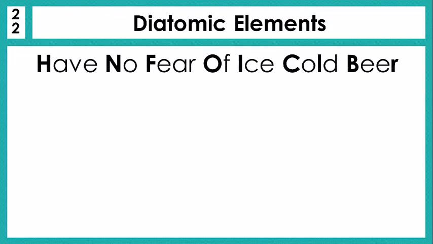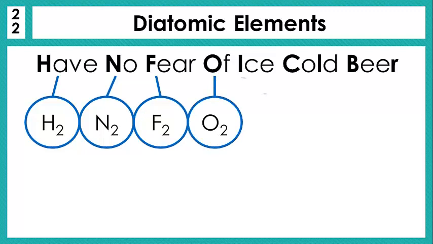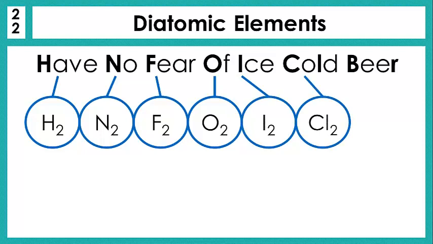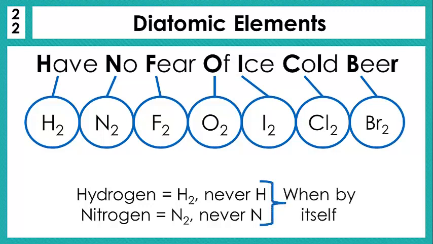Which elements are diatomic? So you can remember, have no fear of ice-cold beer. So the have is for hydrogen, no is for nitrogen, fear is for fluorine, of is oxygen, ice is iodine, cold is chlorine, beer is bromine. So anytime that you have hydrogen, that's always H2, never H, or nitrogen is N2, never N. And this applies whenever they are by themselves. So in a compound, this rule doesn't apply.